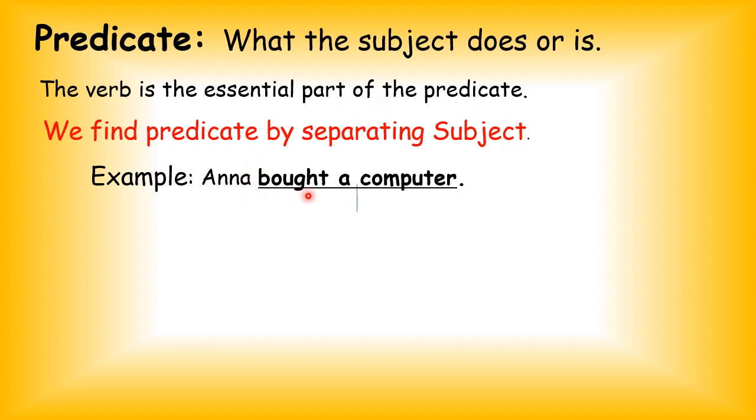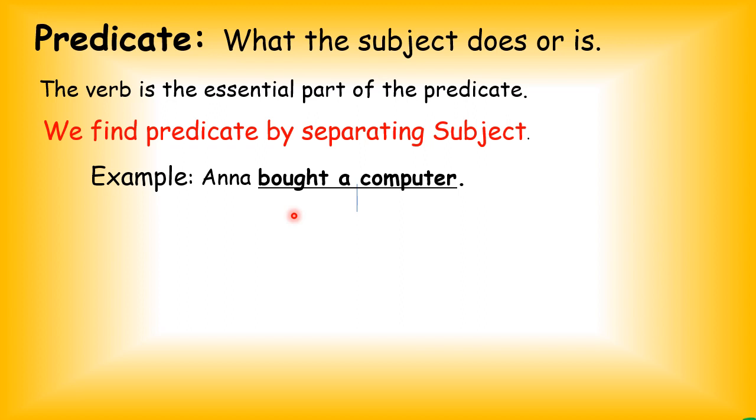Let's take one example. Anna bought a computer. So what is the subject here? Anna. Why? Because Anna is the answer for who. Who bought a computer? Anna bought a computer. So Anna is the subject. Separate Anna. And now see what is left. Bought a computer. So bought a computer is the predicate. Bought is a verb. Past tense of buy. Okay, children?